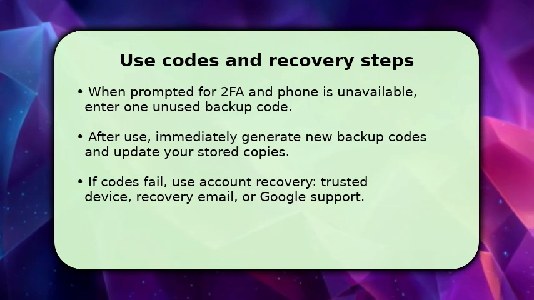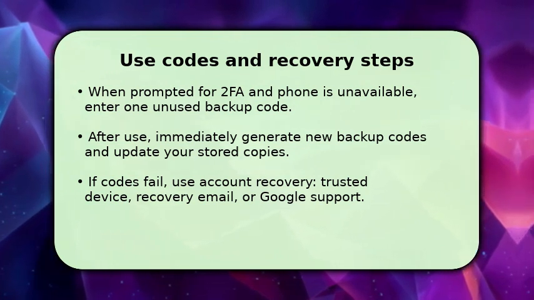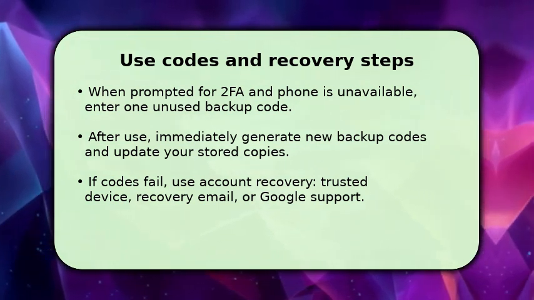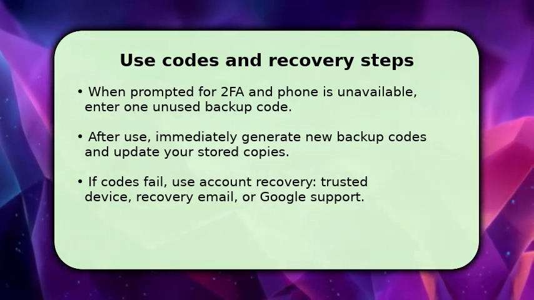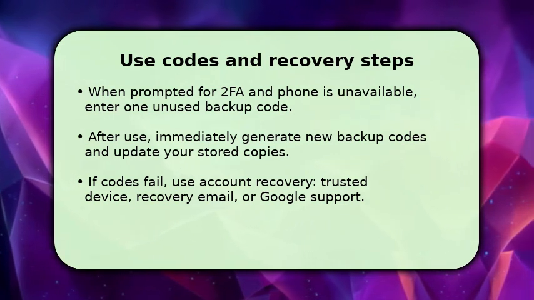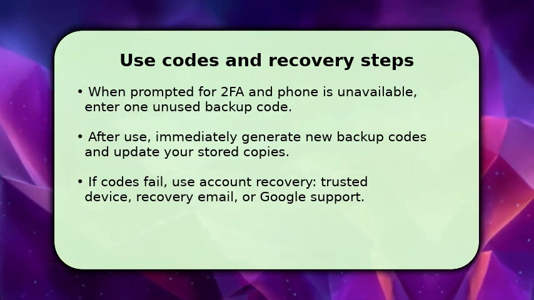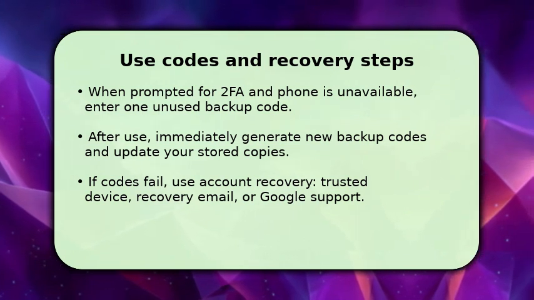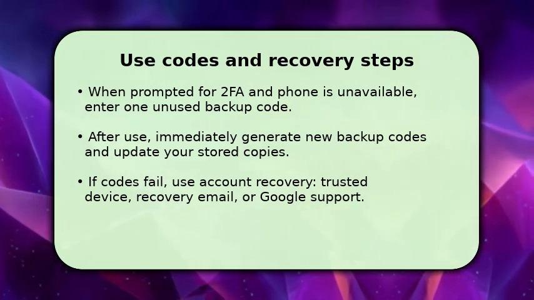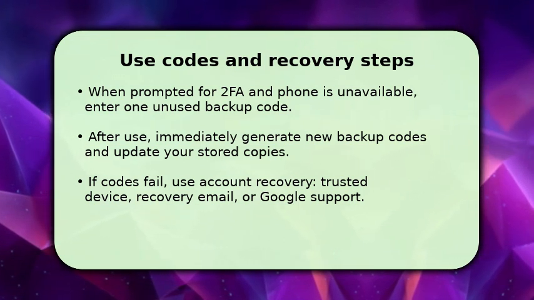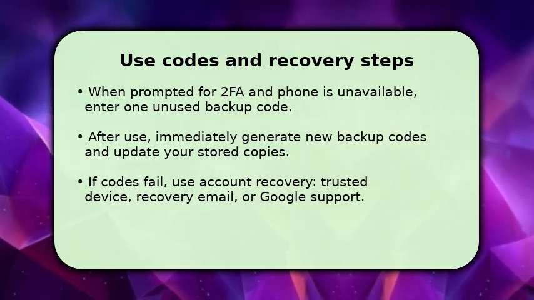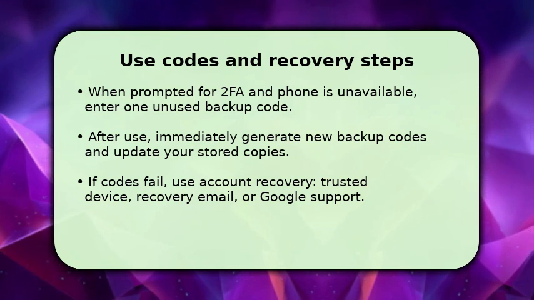Once you have used any code, generate a fresh set immediately and replace all stored copies, because old codes no longer protect you. If codes don't work or are lost, move into account recovery. Use a previously trusted device, recovery email or phone, and follow Google's verification prompts. Quick tip: keep at least one offline paper copy to prevent most lockouts.